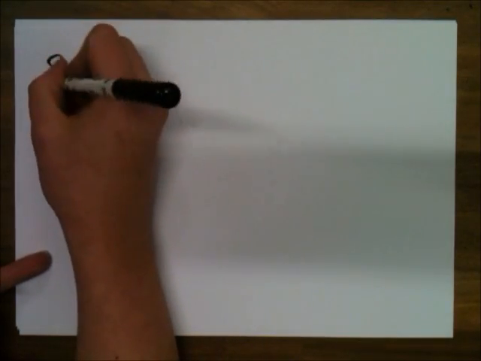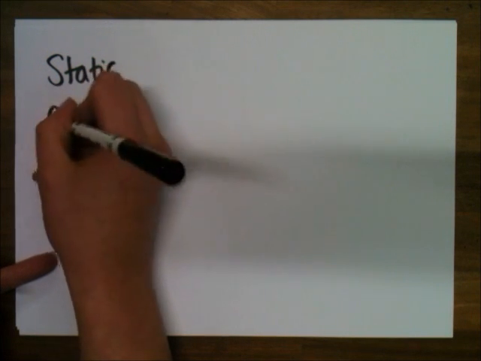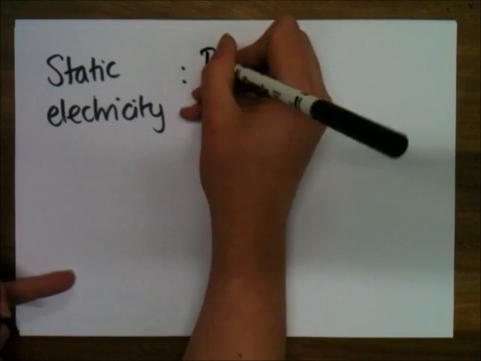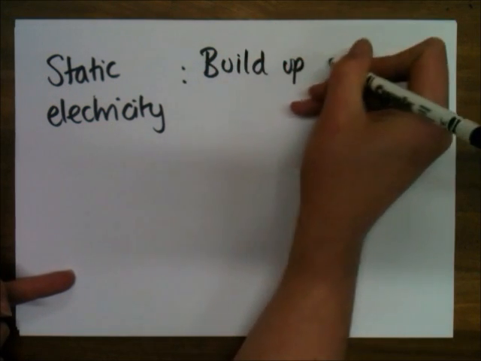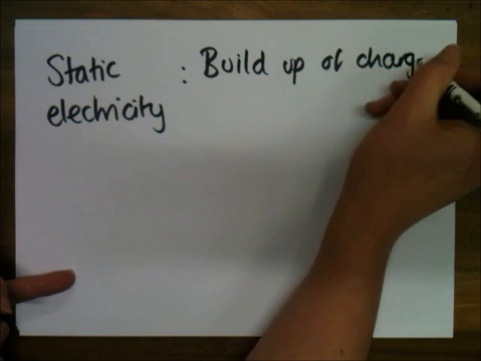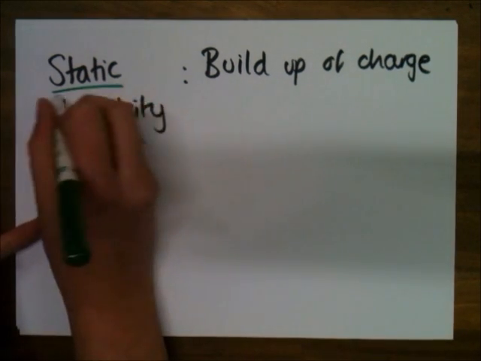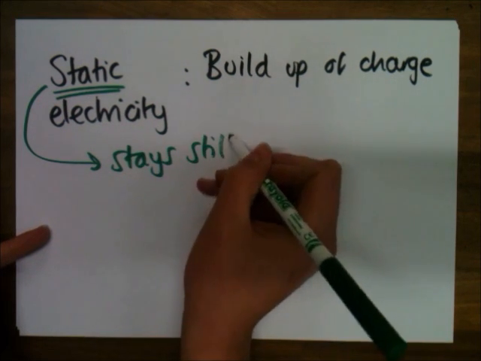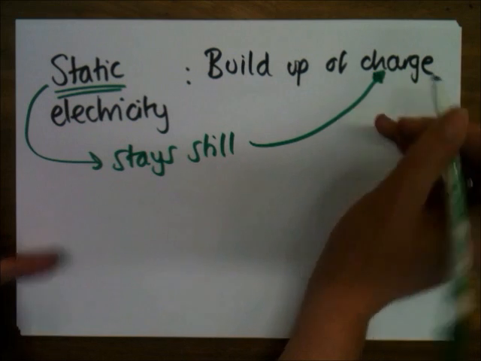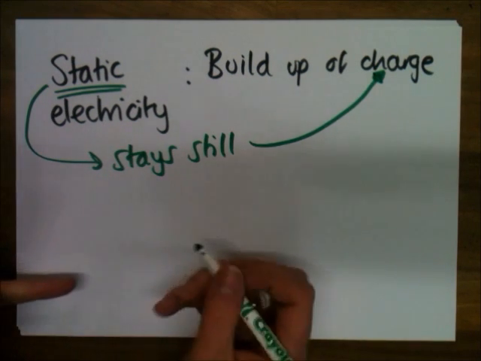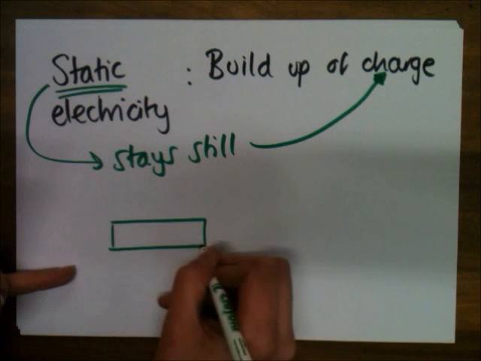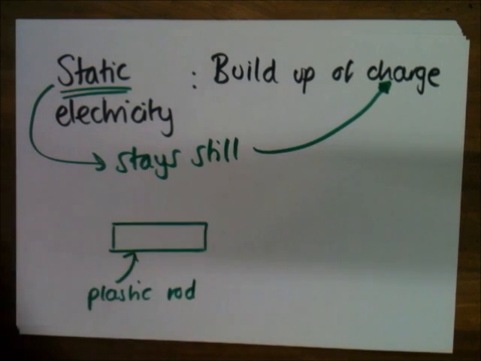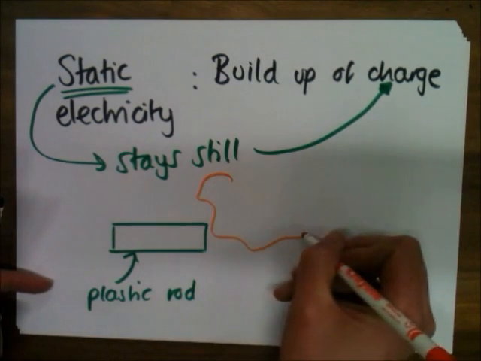Now, static electricity is just the build-up of charge. And because it's called static, that means that this charge stays still. Okay? It builds up and stays there. Now, the classic experiment that you might have done in your lessons is you have a plastic rod, which you then rub with a cloth.